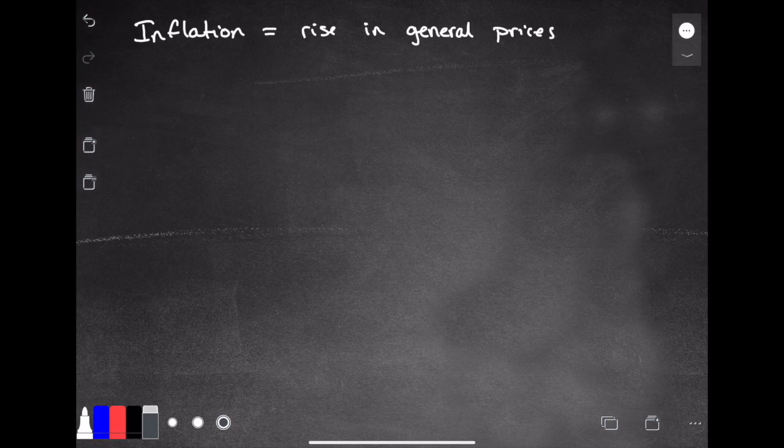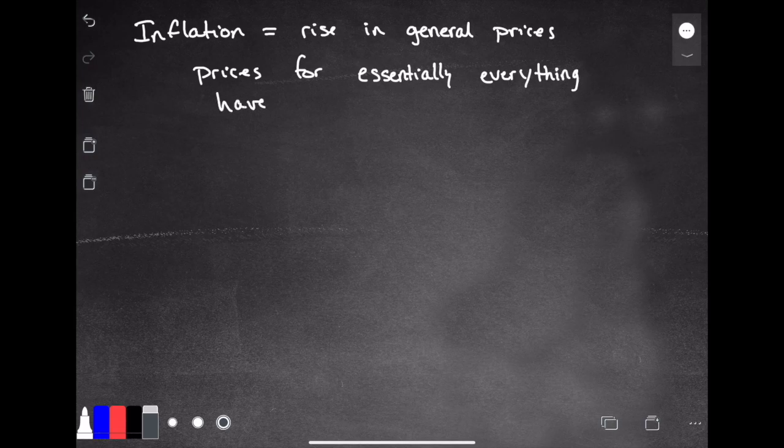Okay. Now, if we control for inflation, so if we adjust our current prices for inflation, the price of basically every good in the world has come down dramatically. Okay, so prices for essentially everything have come down.